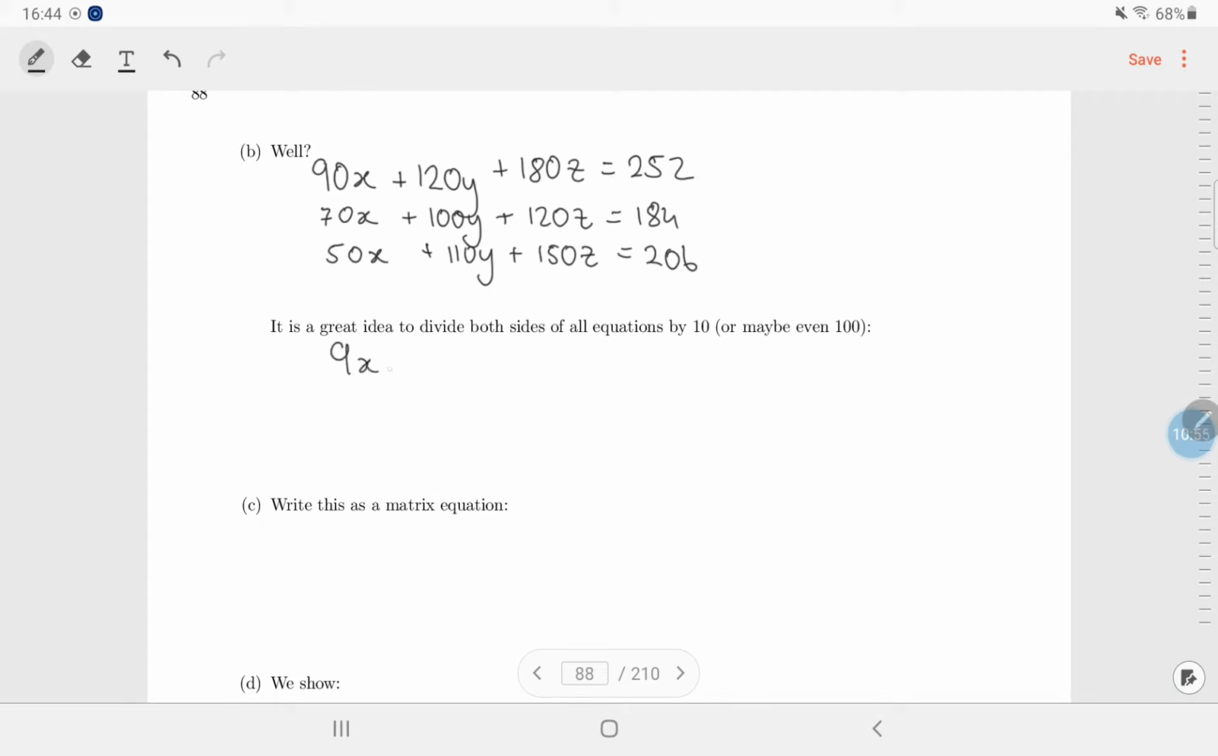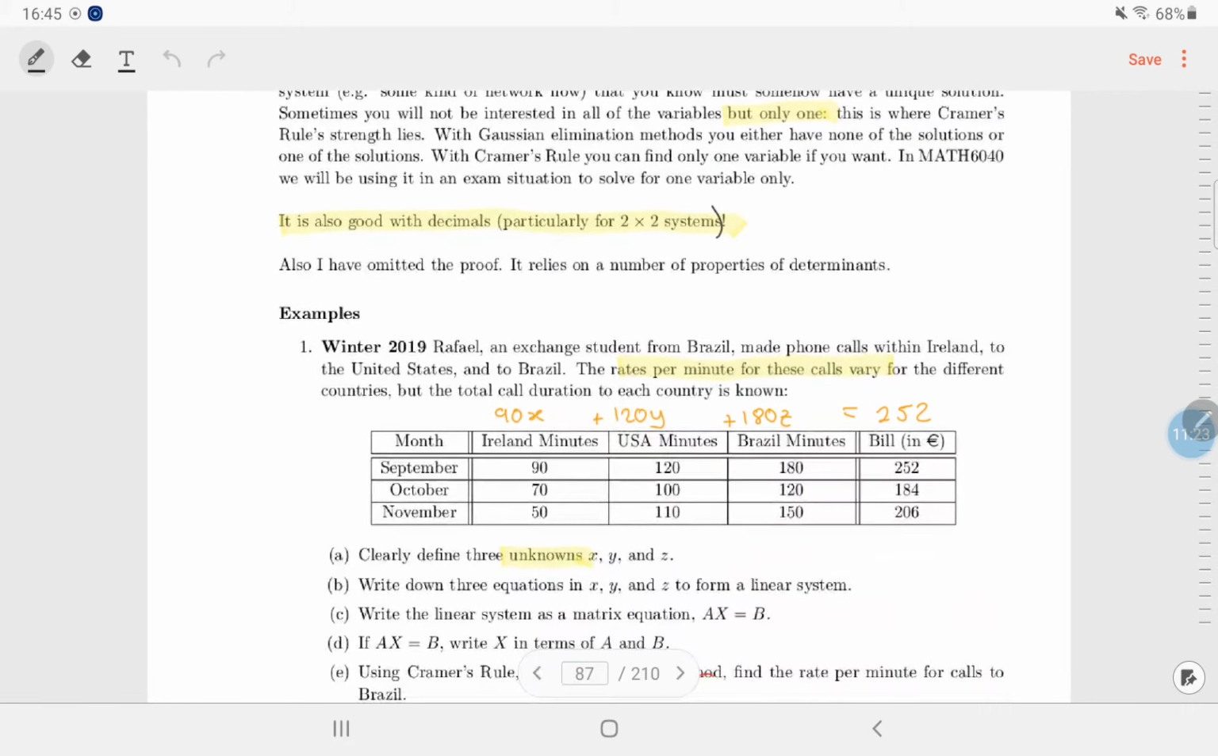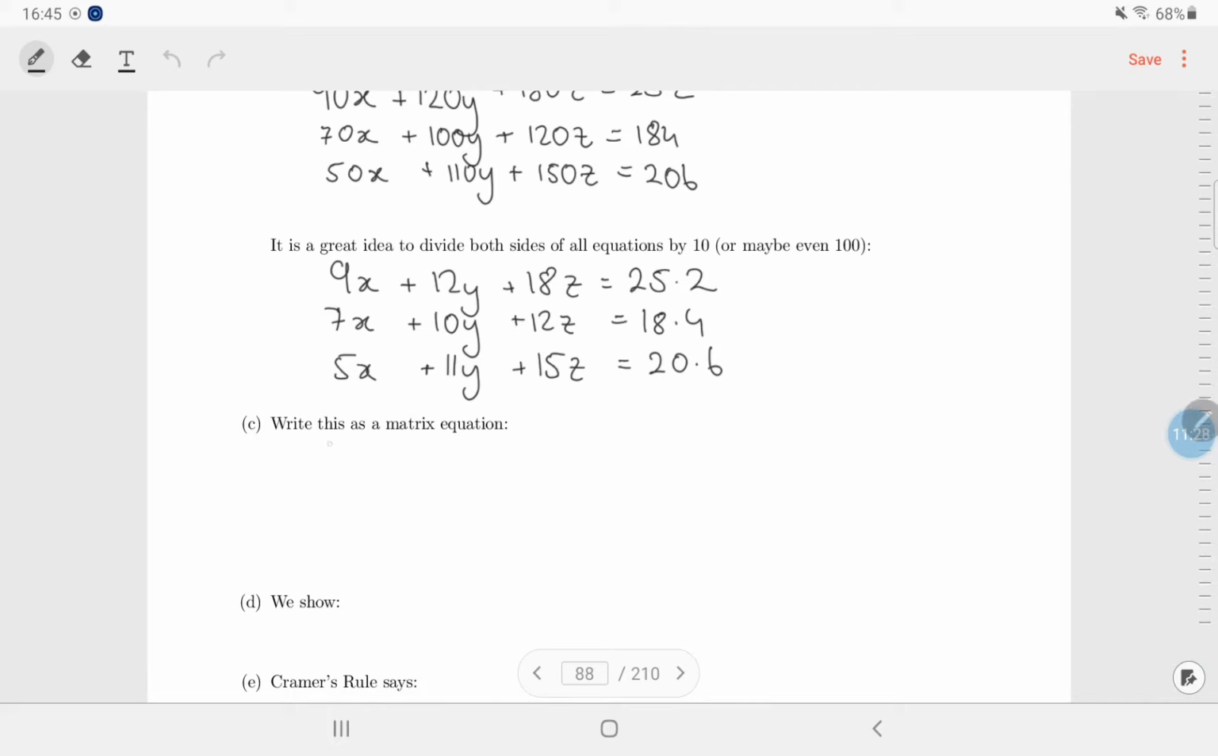So you get 9x plus 12y plus 18z is equal to 25.2. Next one is 7x plus 10y plus 12z is equal to 18.4. And the last one is 5x plus 11y plus 15z is equal to 20.6. So that's part A and B done. Write it as a matrix equation. That's the next bit. So here we go.